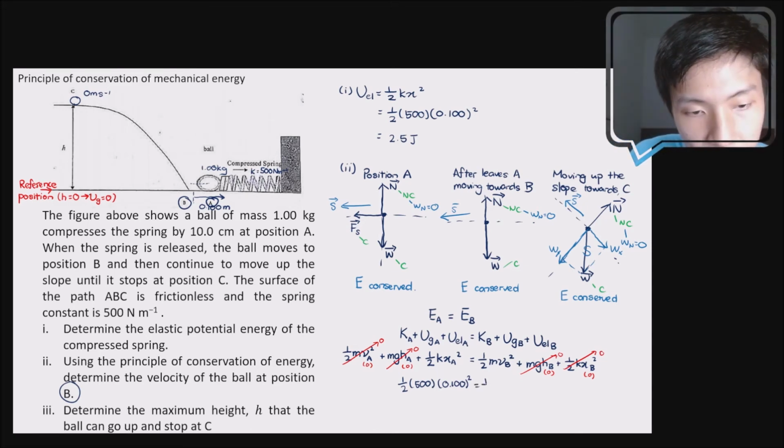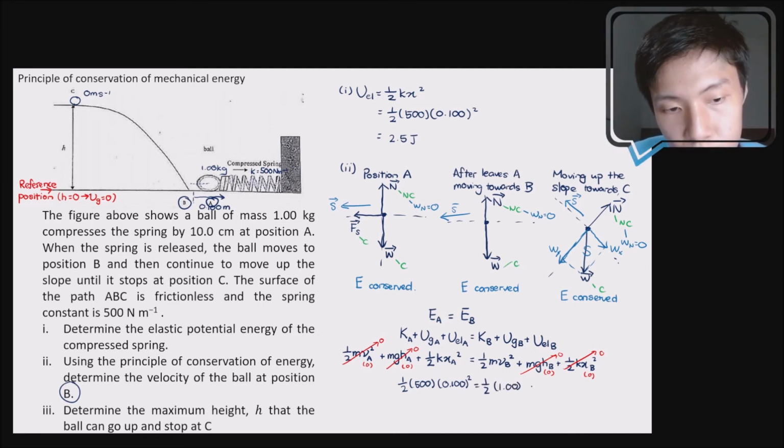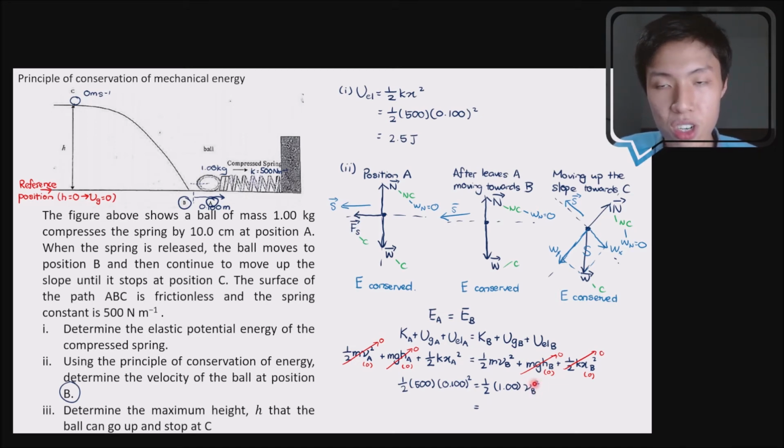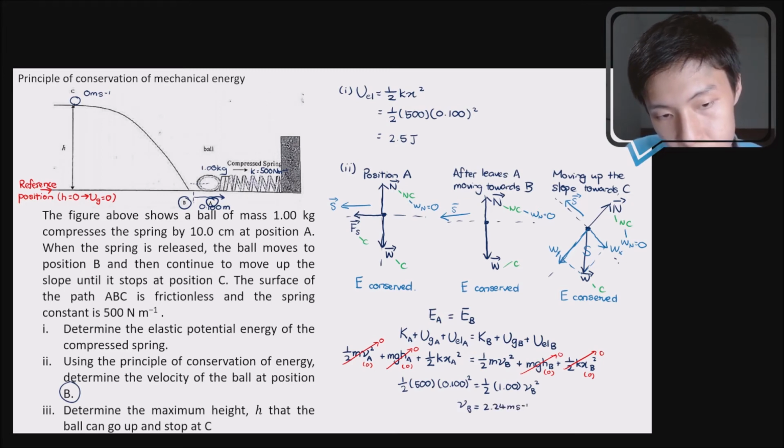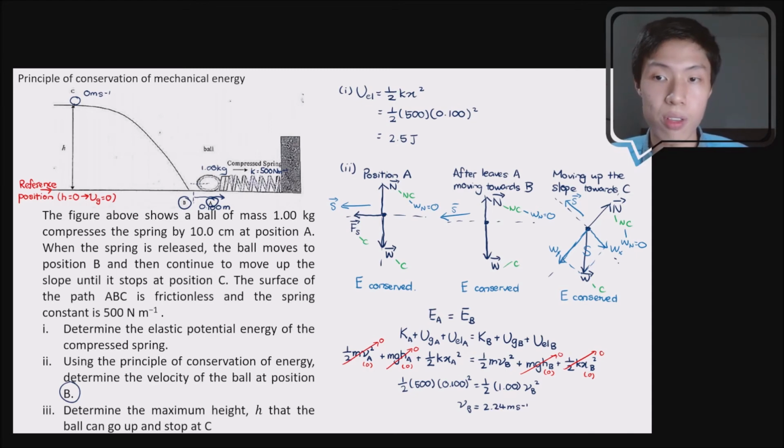Next, we have half mv squared. The ball is 1 kg. Then the speed of the ball at position B is what we are interested to find. So now we are left with one unknown only, which is the speed at position B. You can use your calculator to calculate. I believe the answer that you will get is VB equals 2.24 meters per second. So this is the speed of the ball once it has reached position B.